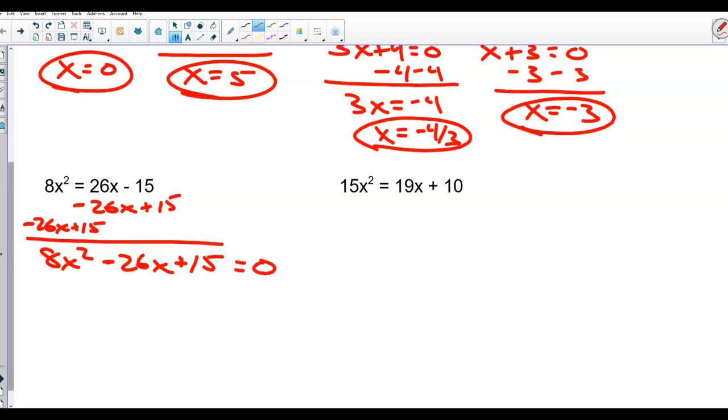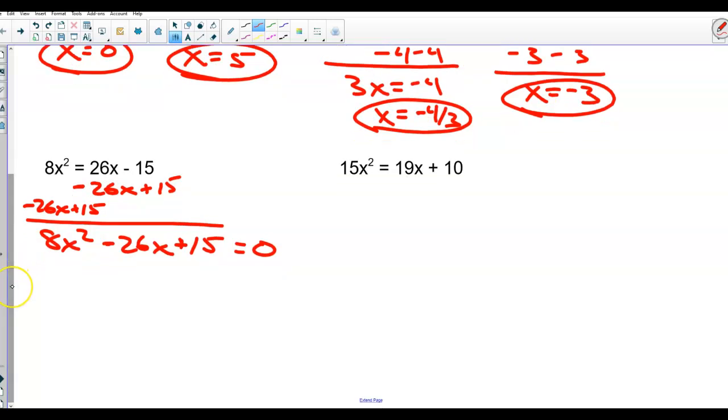Okay? Now in this case here, there's no GCF. So I can go right to factoring. My 8, I have 1 and 8 or 4 and 2 as factors. I'm going to start with 4 and 2. For 15, I have 5 and 3, or 1 and 15. I'm going to try 5 and 3.